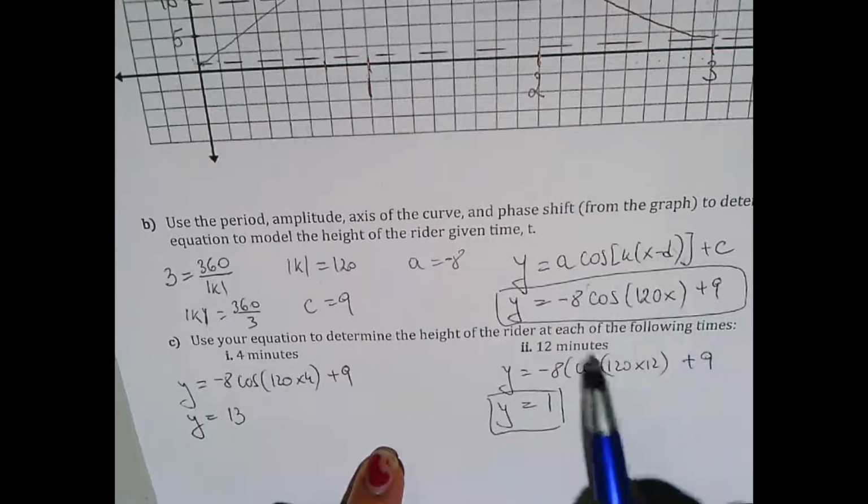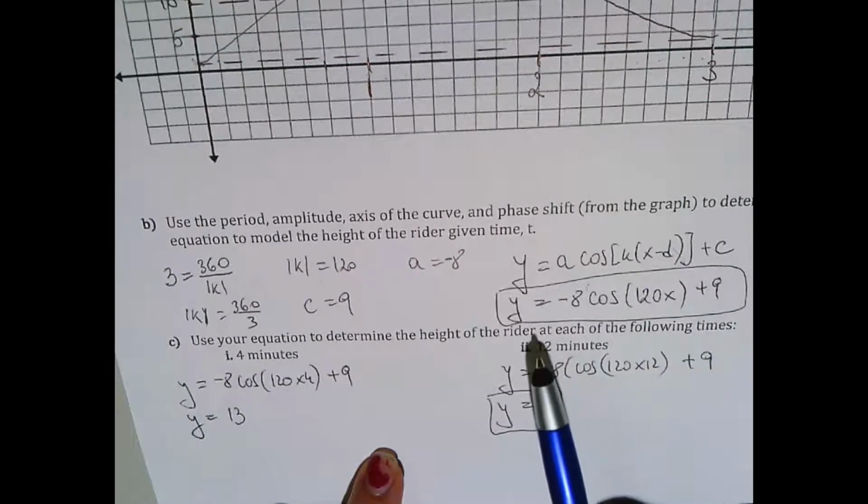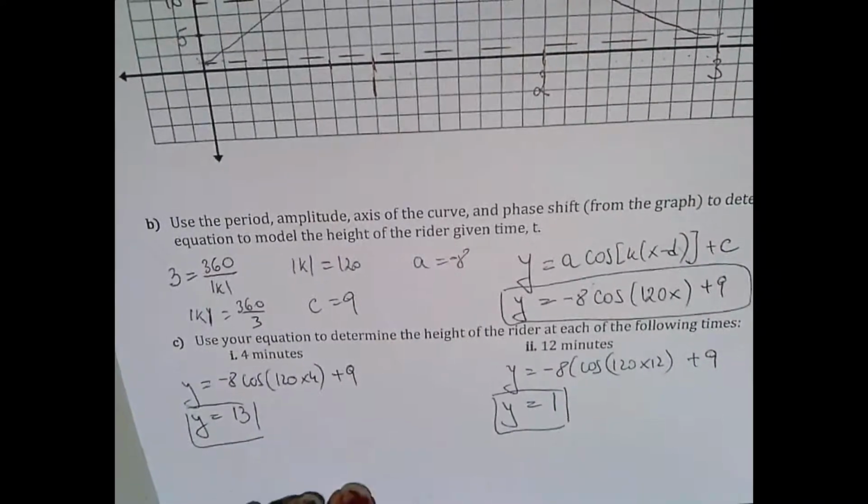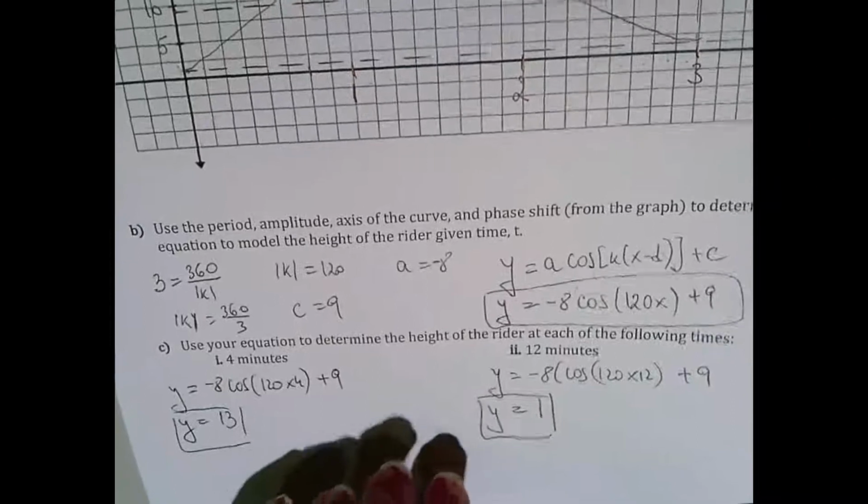So essentially after 12 minutes, the Ferris wheel will be back to the trough. Okay, so this is the first example. We're going to go to the second one.